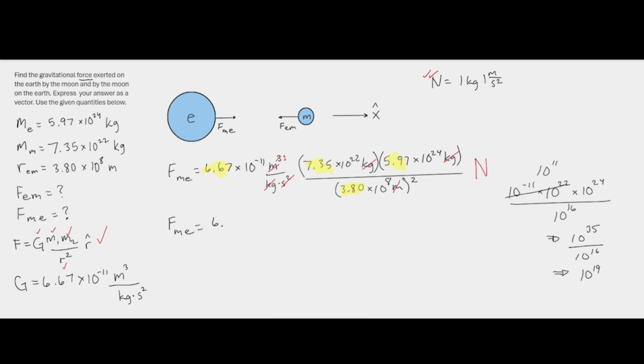I have a 6.67 times a 7.35 times a 5.97 divided by, the only one in the denominator now is this 3.80 squared. So this is 3.80 squared times a 10 to the 19th. And my units I found were newtons.